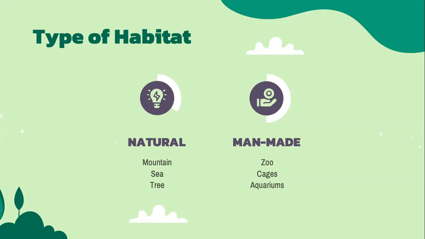So now let's look at man-made. We have zoos, cages, and aquariums. So in the zoo, we have giraffes, lions, rhinoceros, and so on and so forth. So these are all different populations in the zoo.